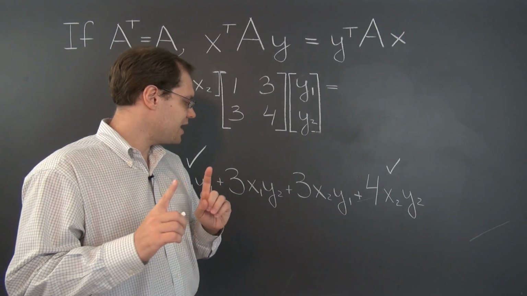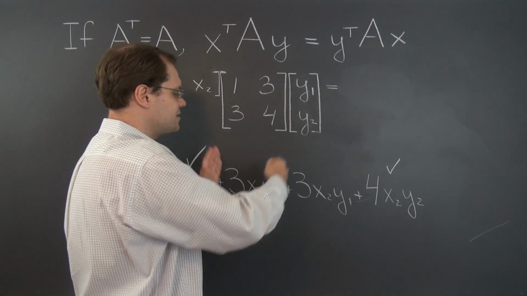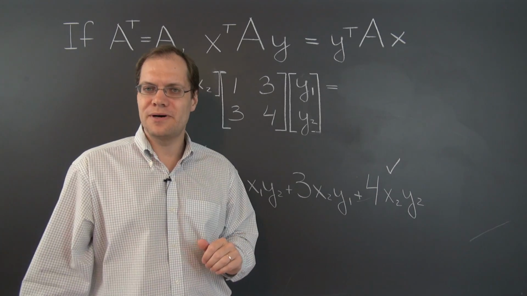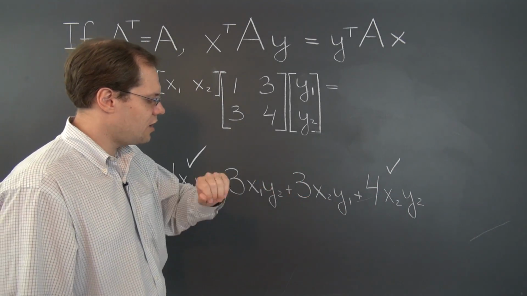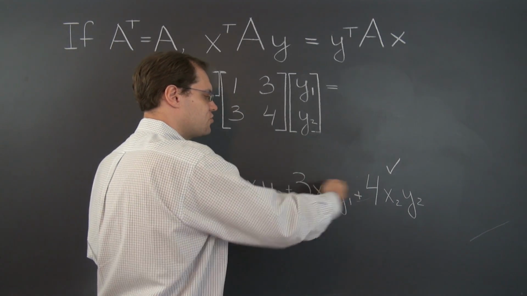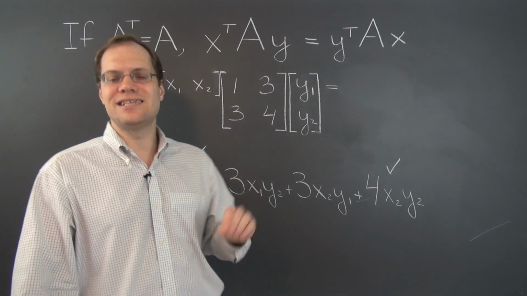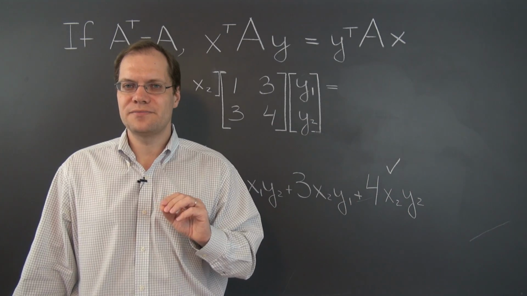Now the terms that we have to worry about are these two. In the larger case, there are actually more terms to worry about than the diagonal terms. But here there are 2 diagonal terms and 2 off-diagonal terms. In a 3 by 3 matrix, you would have 3 diagonal terms and 6 off-diagonal terms. These are the terms to worry about.